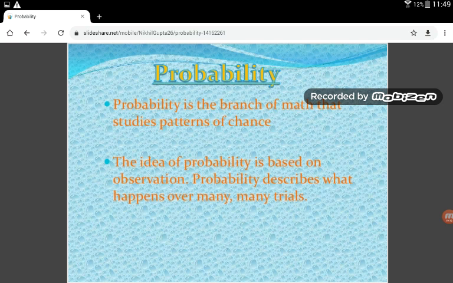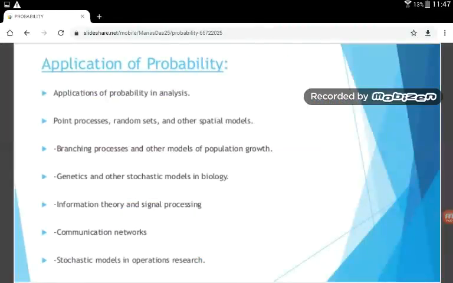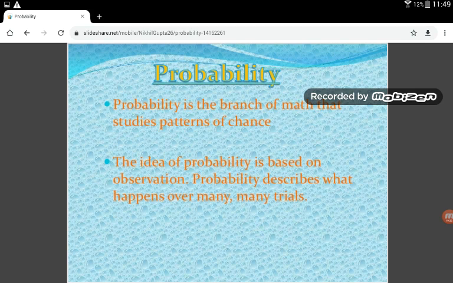Whatever we have studied in this session, we are going to revise the portion, that is, what do you mean by probability. Probability is a branch of maths that studies the pattern of chances. The idea of probability is based on observation. Probability describes what happened over many trials. So it is just a study of occurrence, कितना टाइम occur करता है, and it is a type of predictability, हम predict कर सकते हैं.